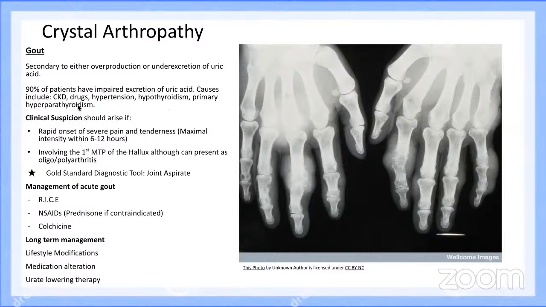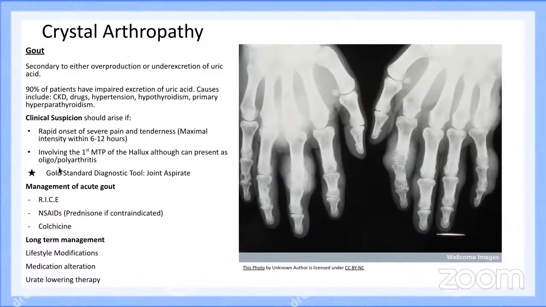If you have a patient with a rapid onset of severe pain as a monoarthritis, often involving the first metatarsophalangeal joint, this would pique your suspicion as long as you have excluded on history any trauma or possible features of sepsis. And the gold standard on our investigation would be a joint aspirate.